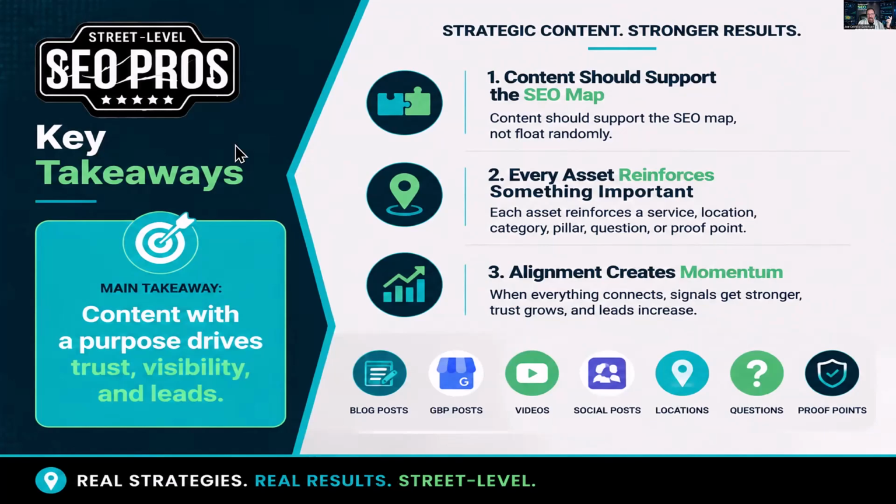All right, so some key takeaways. Content should support the SEO map. Absolutely, I showed you that. If you build something, build helper content to help it rank higher. Give Google the chance to crawl this stuff and see, yes, yes, yes, they're the one I want to show in the maps. This is the company I want to show at the top of organic, on the first page of Google, because we have enough content that's going to help the client. It reinforces something important, right? Every time we're linking to something, there's a reason for it. And that alignment creates momentum, and it's the proper way to do SEO, all right?